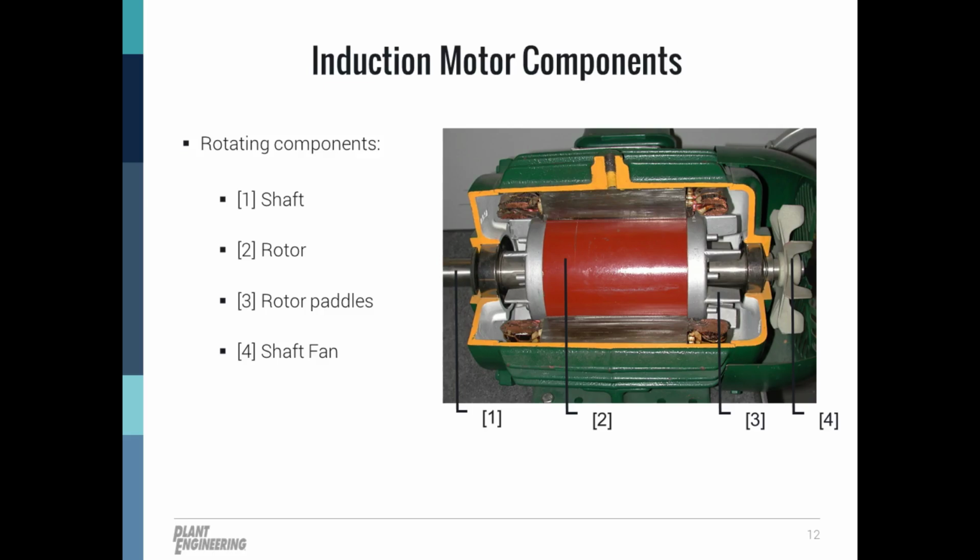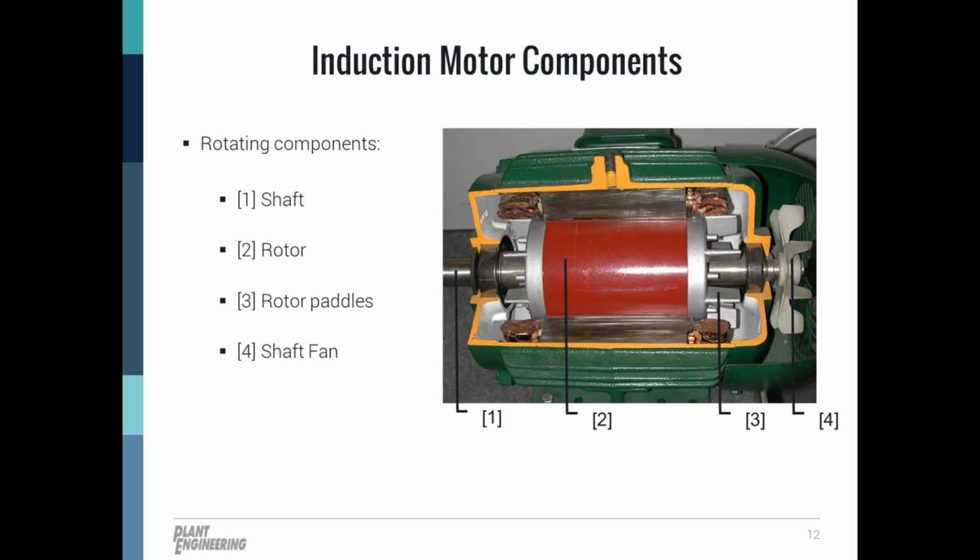First, I'd like to get started by going over a few of the basic components found in an induction motor. So you'll hear many of these components referenced throughout the slides. The rotating components are labeled on this picture. The shaft is on the left, which is where the motor would couple to the load. The rotor, which is painted red in the picture. Then the rotor paddles and the balancing nubs, which are shown in cast aluminum. That's labeled number 3.